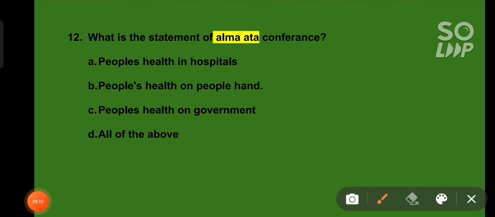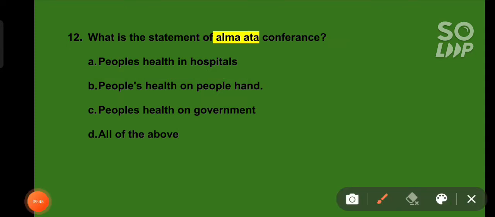The next question is, what is the statement of the Alma Ata conference? So what is the aim of this conference, that is Alma Ata? The options are option A, people's health in the hospital. So it is the people's health based on the hospitals. Option B, people's health in the people's hand. Option C, people's health on government. Option D, all of the above.